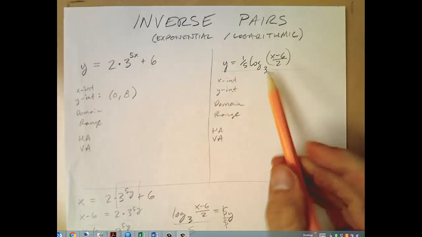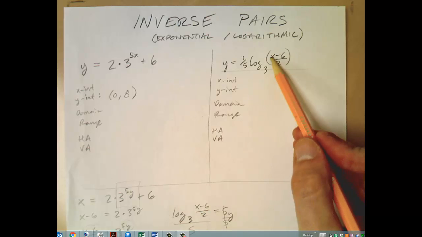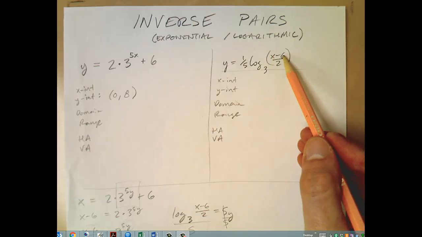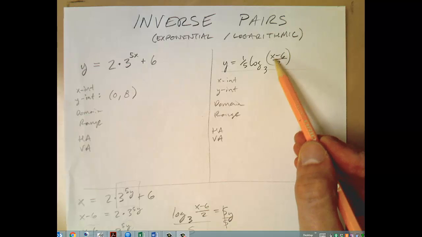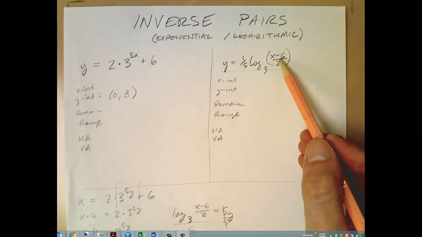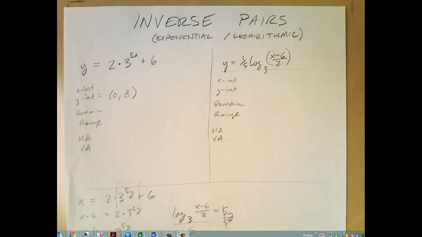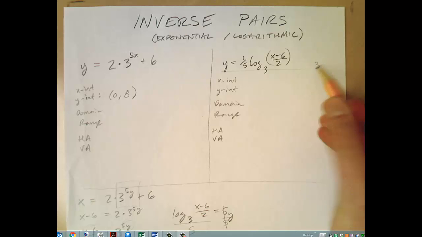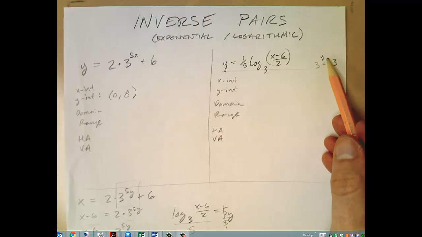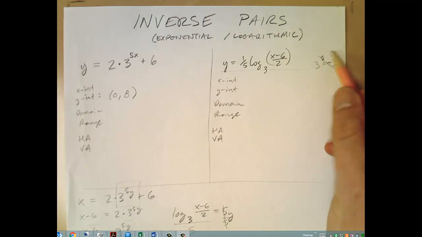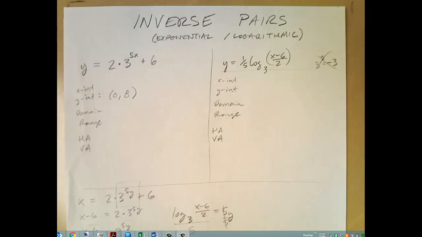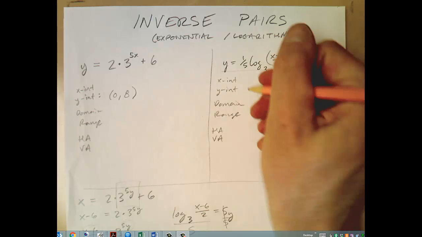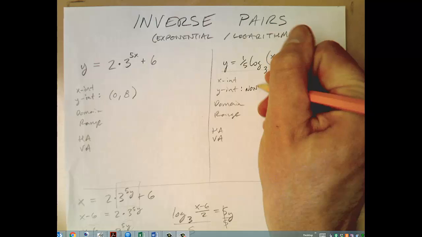Now I can come over here and do the same thing. So if I put 0 in there for x, I have negative 6 over 2 is negative 3. Then I've got log base 3 of negative 3, and that doesn't exist. There is no log base 3 of negative 3 because I can't take positive 3 and raise it to any power and get negative 3. It can't be done. So therefore, there is no y-intercept.